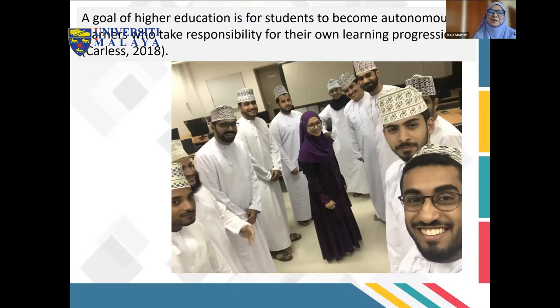And I'm just sharing with you what colleagues say. A goal of higher education is for students to become autonomous learners who take responsibility for their own learning progression. So we are looking at developing students who are creative, problem solvers, critical thinkers, and autonomous. I mean, those kind of things that we want someone from our discipline who are able to create new knowledge and survive out there, and representing our field.